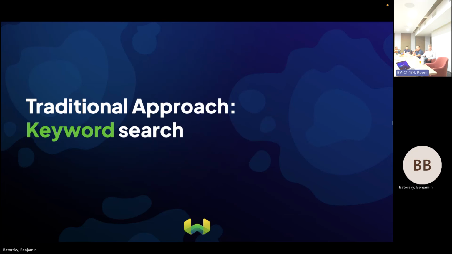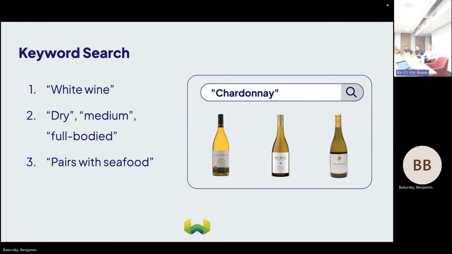So the traditional approach with this is keyword search. I hope we have some wine lovers in here. So let's say you're looking for some white wine. You know that you want it to be white, dry, medium to full body, and you want it to pair very well with seafood because that's what you're cooking tonight. So you're like, okay, I have an idea of what I want. It's a Chardonnay. Maybe I'm just curious about what kind of brand I want. So here you have 3 options.